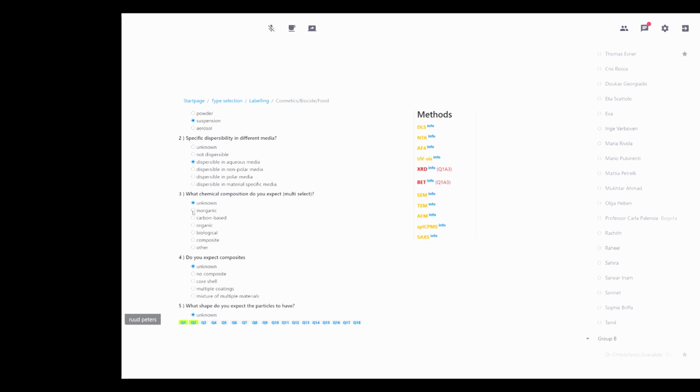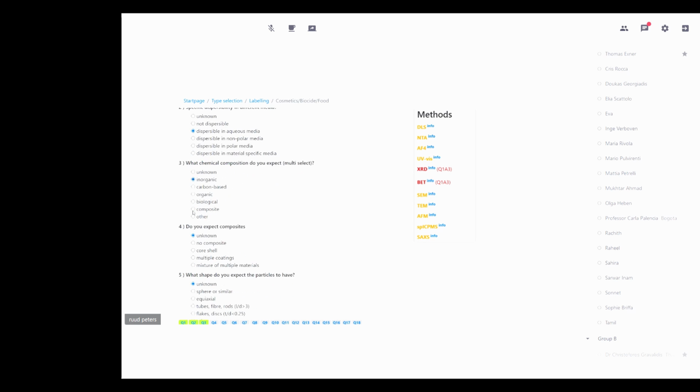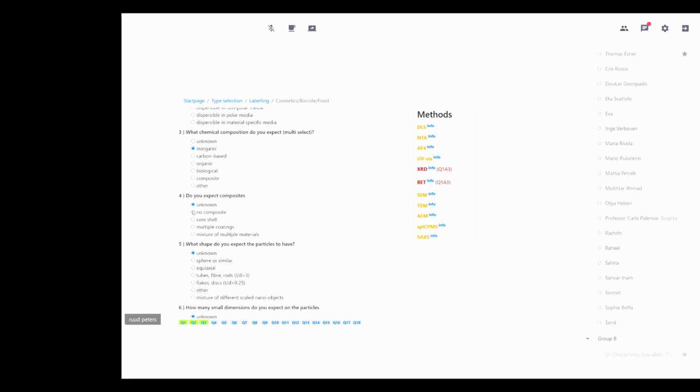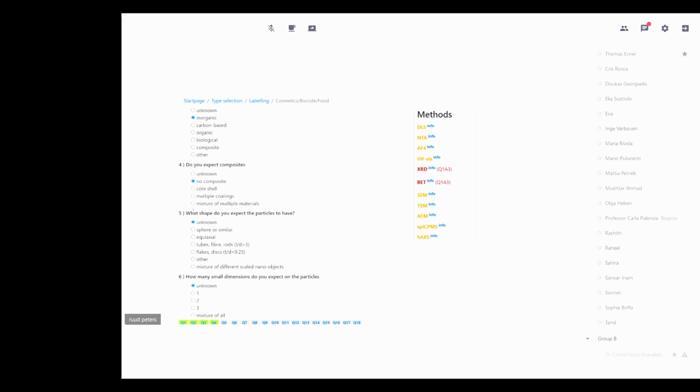Anyway, what I'm looking for is inorganic. And still all methods are orange. Do I expect composites? Well, the answer is no, I do not expect composites. What do you expect from particle shape? Well, actually, I don't know. We didn't look at it beforehand with electron microscopy, so we have no idea, but I expect these to be spherical or equiaxial, so I just select these ones. And I have no reason to assume that they are tubes, or certainly not flakes.